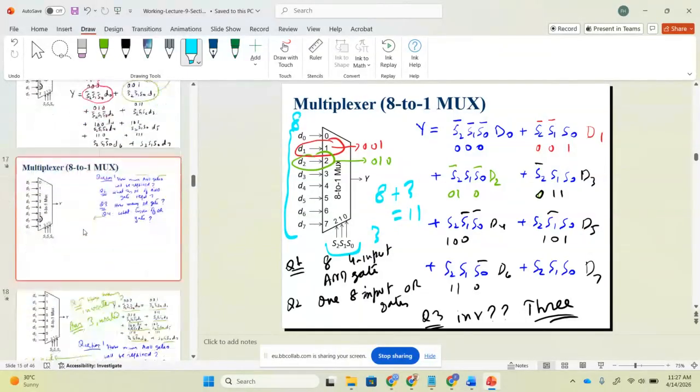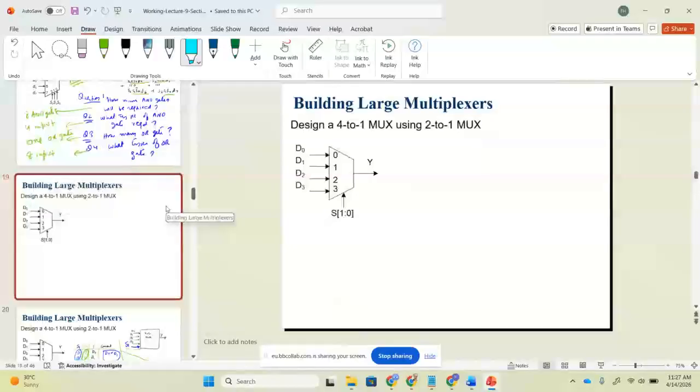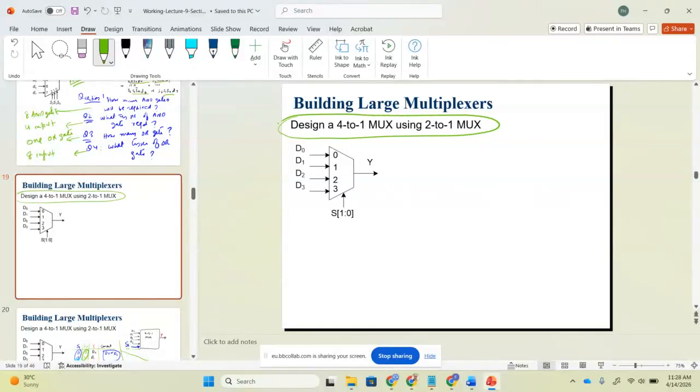But now the million-dollar question is this, and this may be a question in the exam. So I need your attention here. Please remember, this is a very important question. How can we design a 4-to-1 multiplexer using 2-to-1 multiplexers? We are not going to design using gate level. We are using the hierarchical design approach. In hierarchical design, we are using multiple blocks.